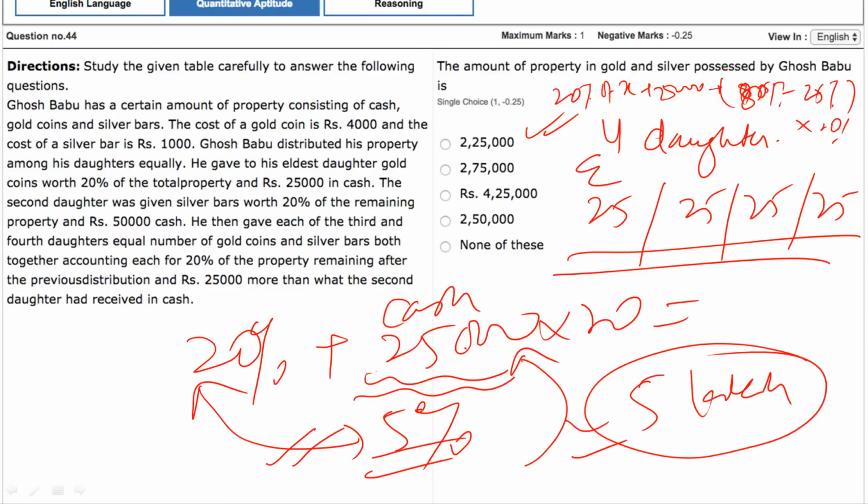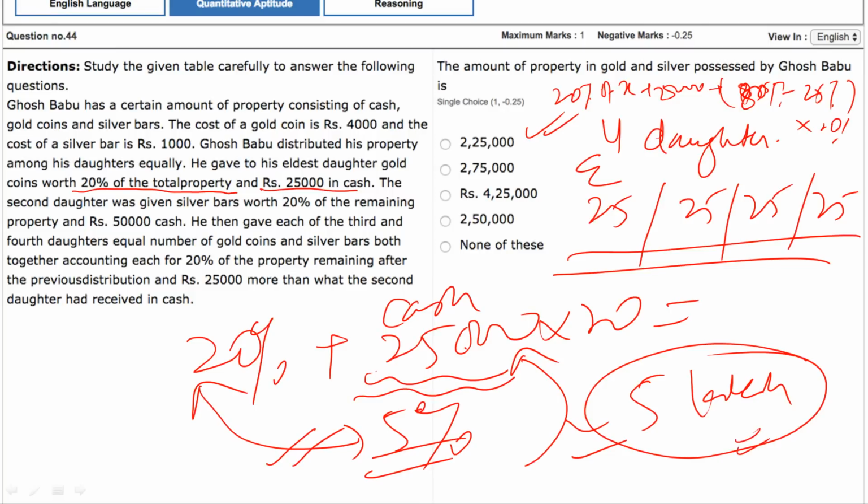Okay, clearly written. Whatever he has distributed, Ghosh Babu has clearly mentioned. No confusion here. He gave to his eldest daughter gold coins worth 20% of the total, and this is where it ends. No more silver coin for her. Okay, she hasn't got any silver. The eldest daughter does not get any silver as mentioned in the question. So total worth 5 lakh.